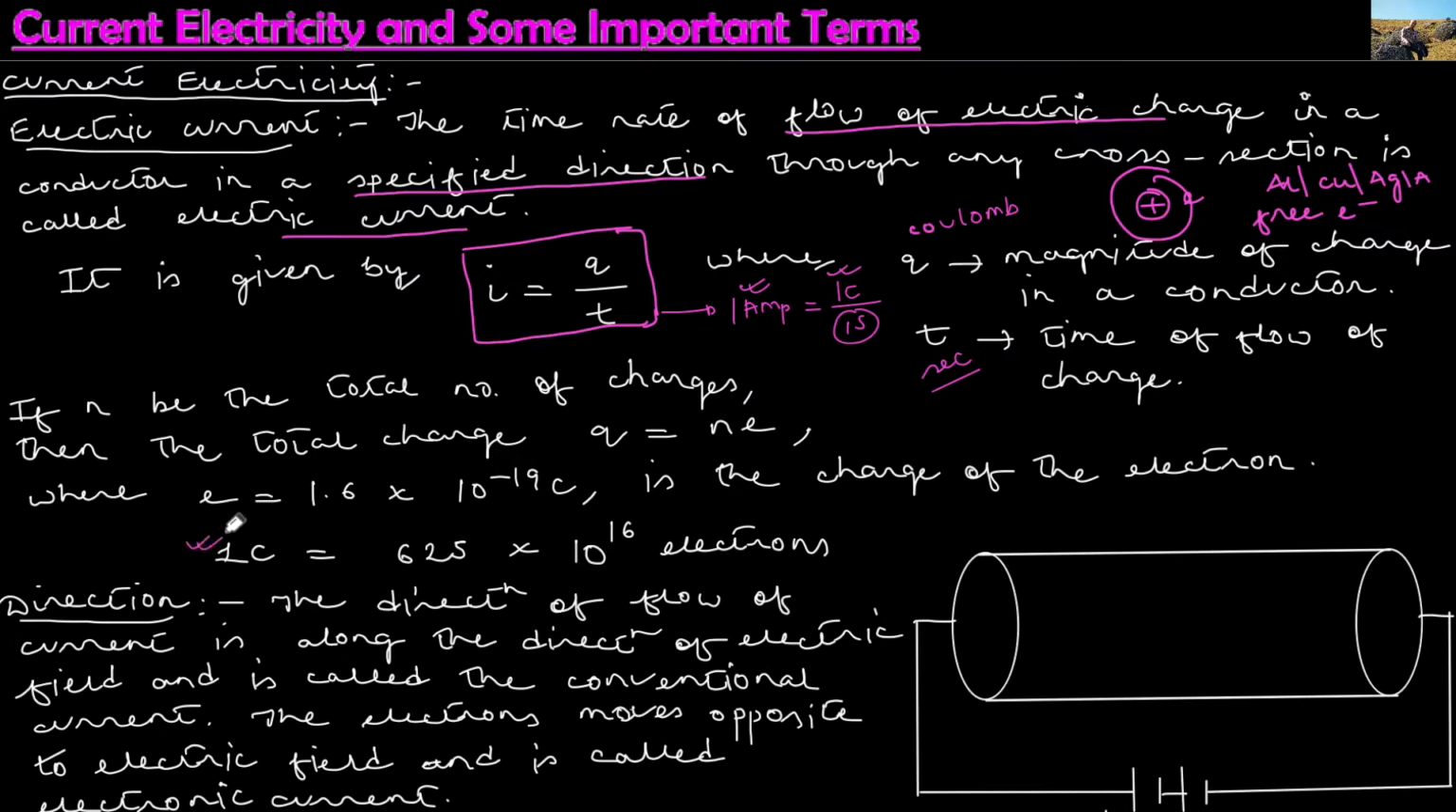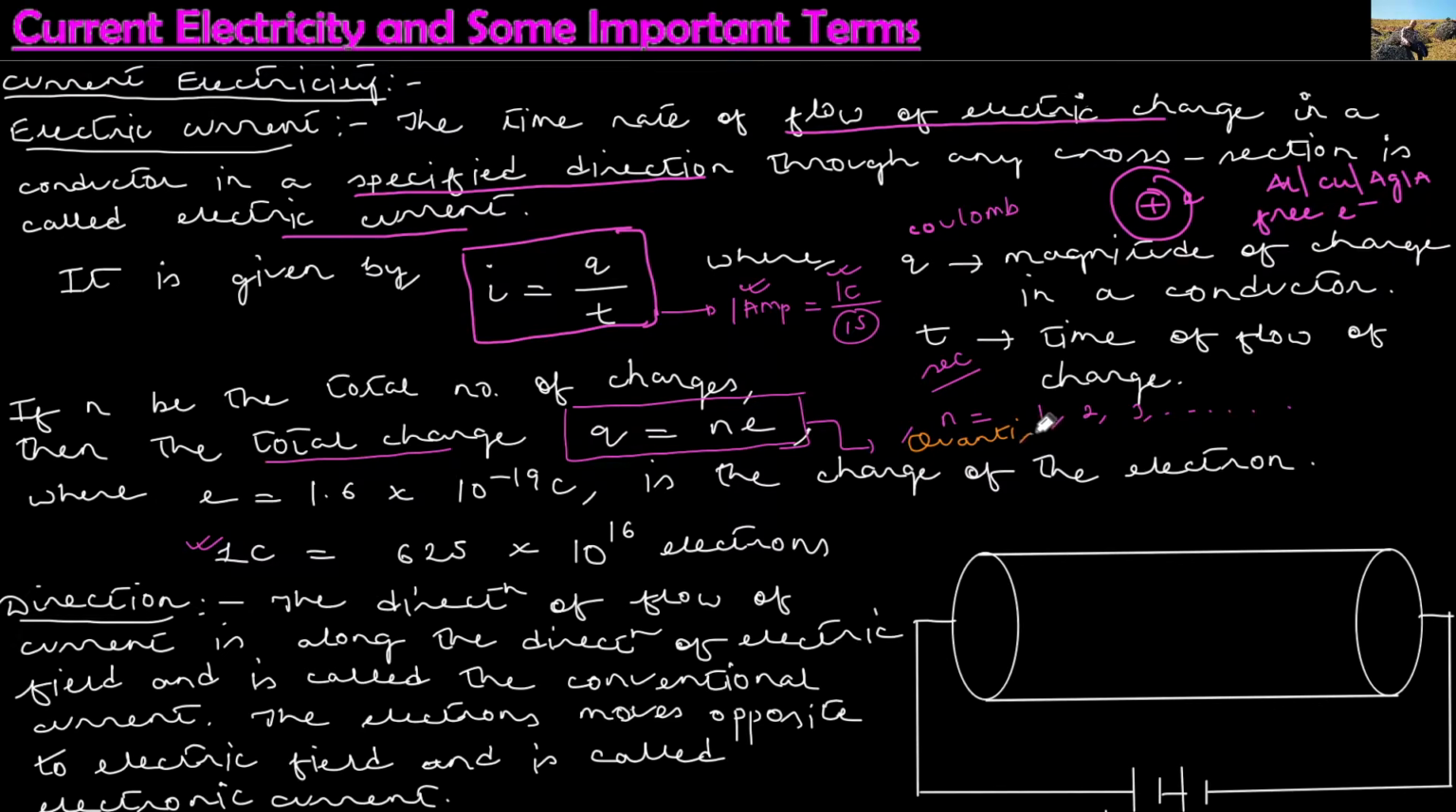See, 1 coulomb is equal to 625 into 10 to the power 16 electrons. And in a conductor, there are many electrons. So if I want to find the total charge within a conductor, the total charge will be equal to integral multiples of e, or n times e, where n takes integral values 1, 2, 3, and so on. This concept also gives us a foundation for what we call the quantization of charge.